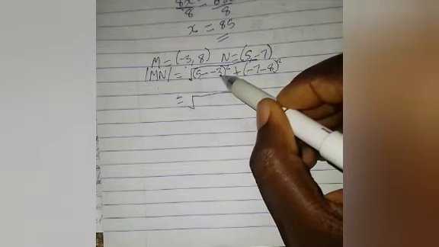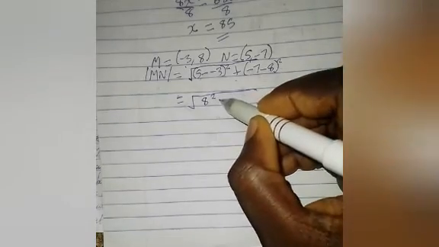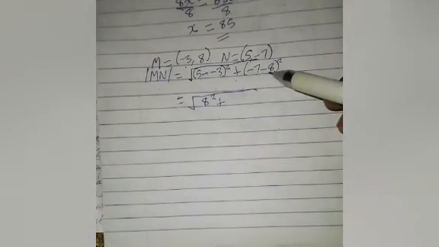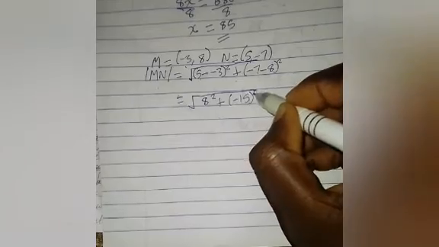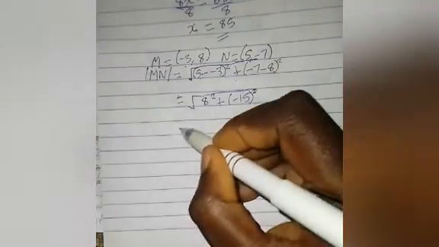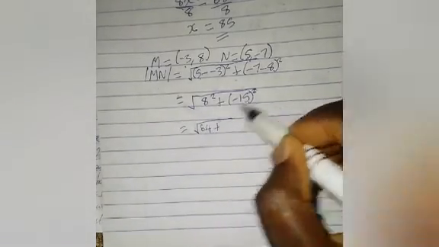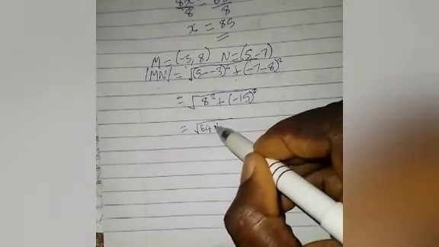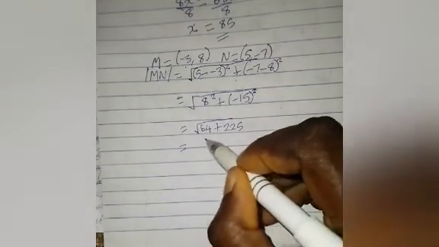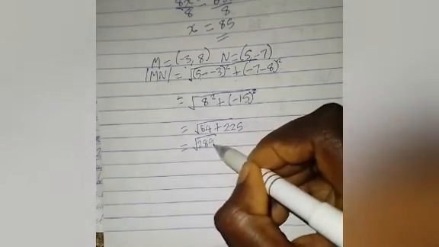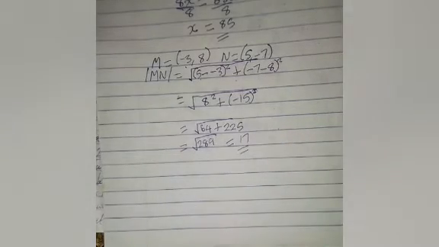5 minus minus 3 is the same thing as 5 plus 3, which is 8. That is 8 squared plus minus 7 minus 8, which is minus 15, squared. So 8 squared is 64, plus minus 15 squared is 225. 64 plus 225 is 289, and the square root of 289 is 17.